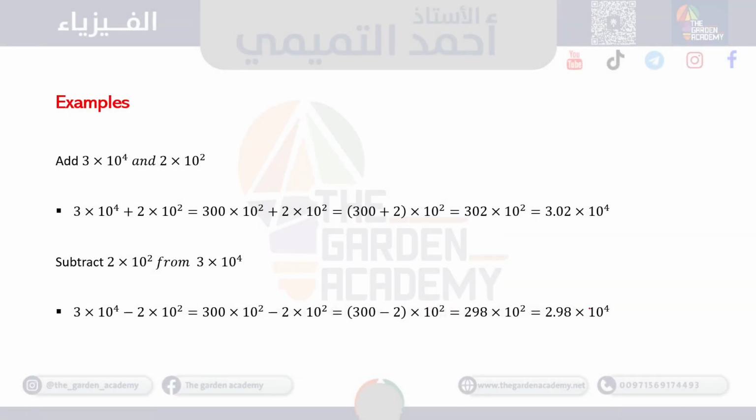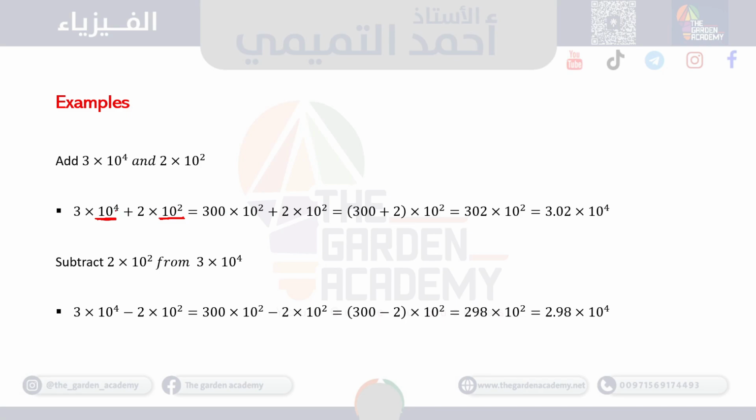Another example. Let's see how we can add, for example, 3 times 10 to the power 4 and 2 times 10 to the power 2. In this case, we say first the exponent has to be the same. Of course, here we have 10 to the power 2 and 10 to the power 4. We either make both 10 to the power 2 or we make both 10 to the power 4. Let's say perhaps we make both 10 to the power 2. We make both of them what? 10 to the power 2.